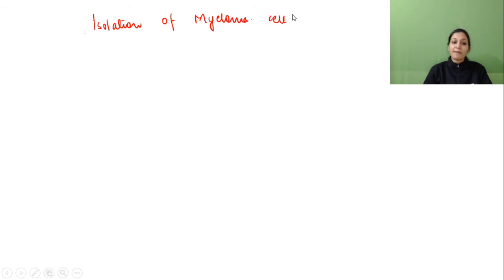So myeloma cells should be isolated from wherever we are saying, or if it is maintained on a culture already, great. I don't know why the screen is doing like this.